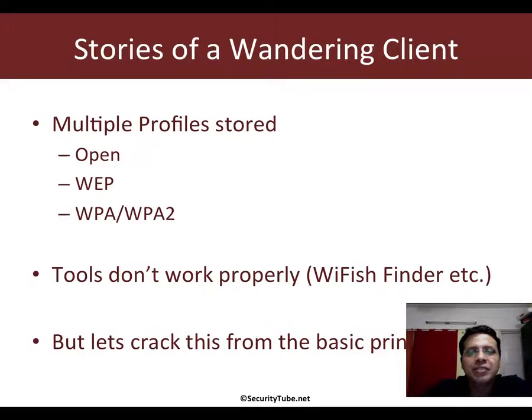So we all have seen in previous videos that when we looked at hotspot and honeypot based attacks, the client basically had some sort of an open authentication as well as no encryption based SSID stored in its profile, which we exploited. However, a client could have multiple such profiles. They could be open, WEP, WPA, WPA2, personal, as well as enterprise. And this is where the question arises: how do we go ahead and attack all of these clients? And is it even possible to attack all of these different SSID profiles?